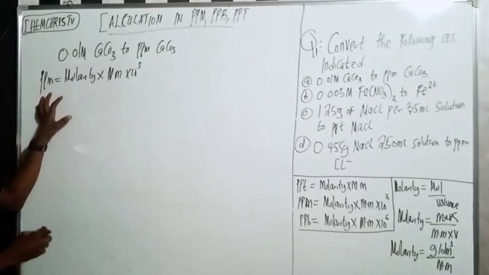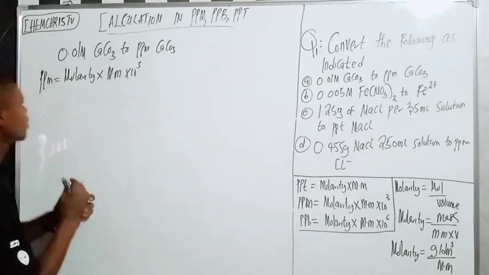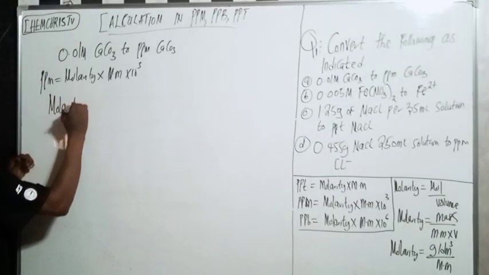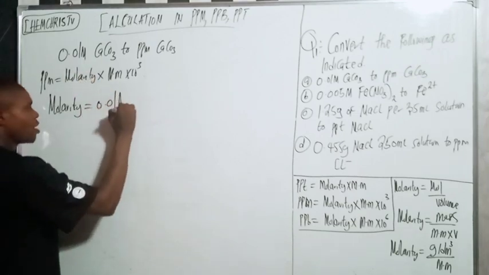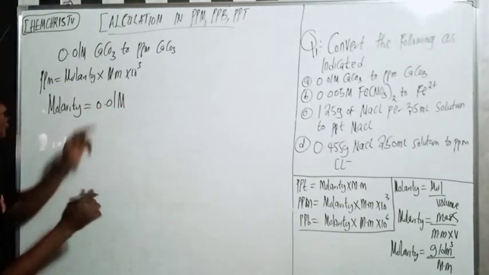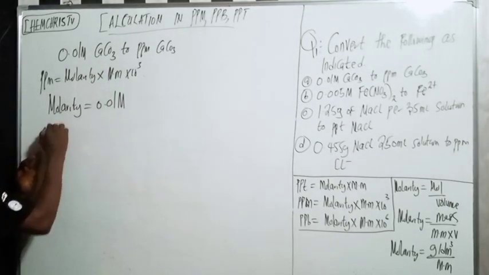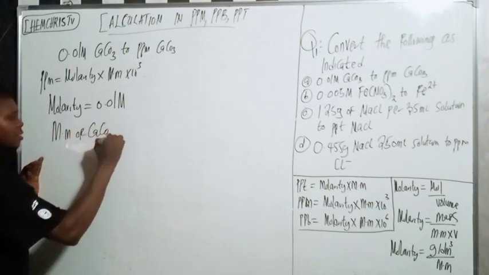So yeah, ppm equals molarity times molar mass times 10 to what? 3, right? So now my molarity is equal to what? 0.01 molar, right? Now we have to calculate the molar mass of calcium carbonate. So how do you calculate it?